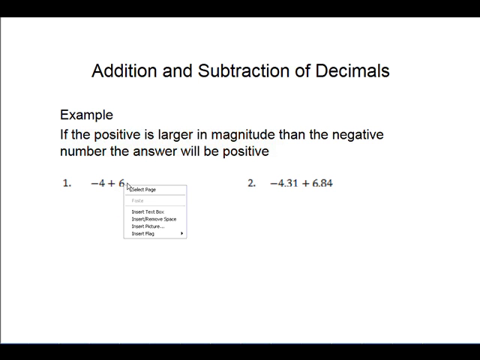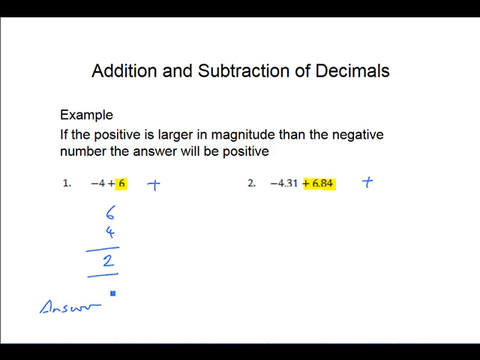Okay, so the next one, the number bigger by magnitude is the 6. So we know our answer is going to be positive. We just put the bigger number by magnitude on the top and subtract the smaller number by magnitude on the bottom. It's important to practice this skill, and after time you do kind of follow it. So the answer will be positive, because the bigger number by magnitude is positive.